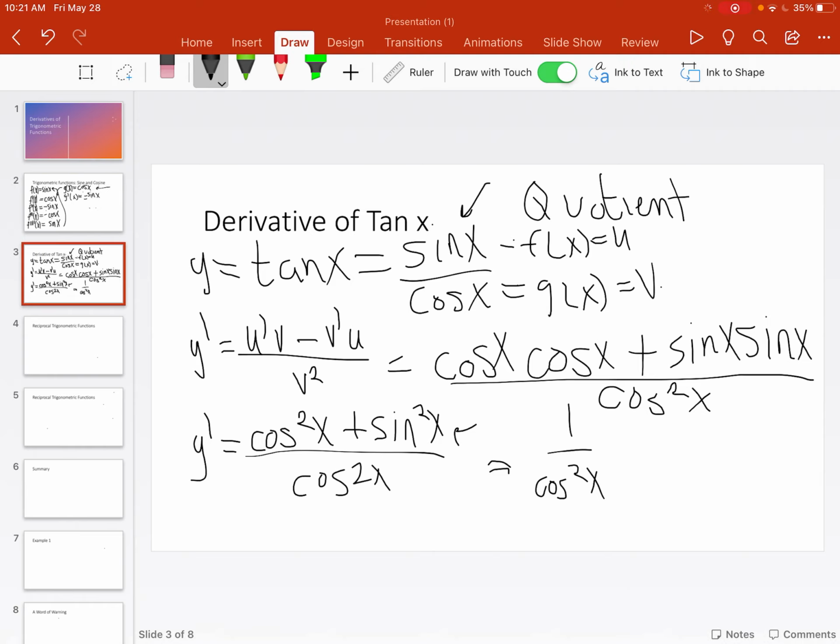We're still not done. We need to use another trig identity. What is 1 over cosine x? 1 over cosine x is secant x. So we have 1 over cosine squared of x. So that is secant squared x.